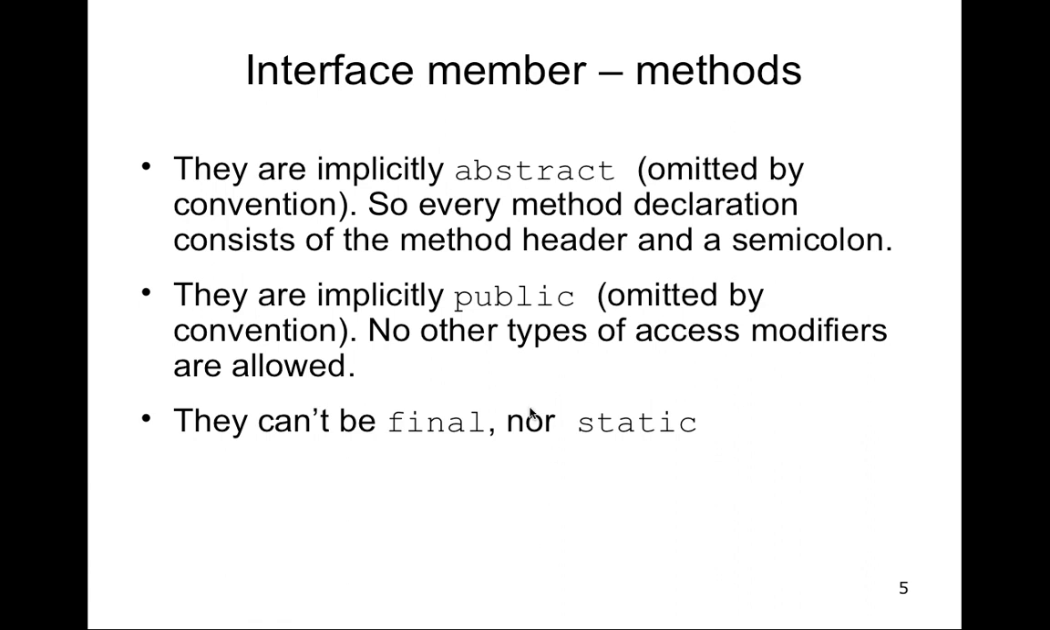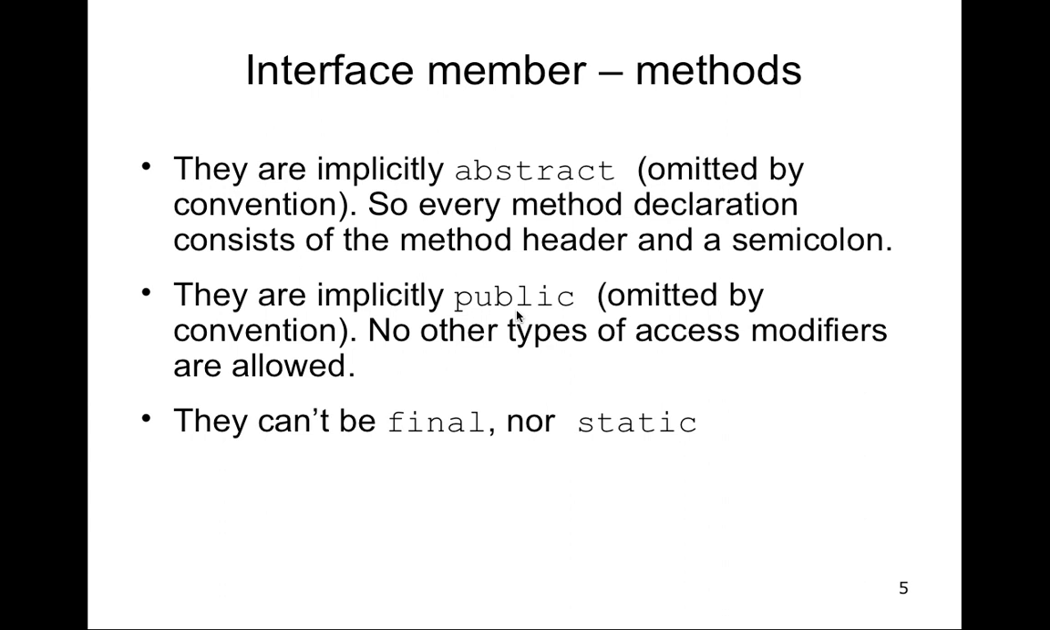Methods for interface members are implicitly abstract. You don't have to put the keyword abstract in there, but they are abstract, so you omit it by convention. Every method declaration consists of an abstract header and a semicolon at the end. They are implicitly public. They have to be public. If they're private, you can't do anything with them. You have to implement this somewhere else, so they have to be exposed elsewhere. They're omitted, so public is also omitted.